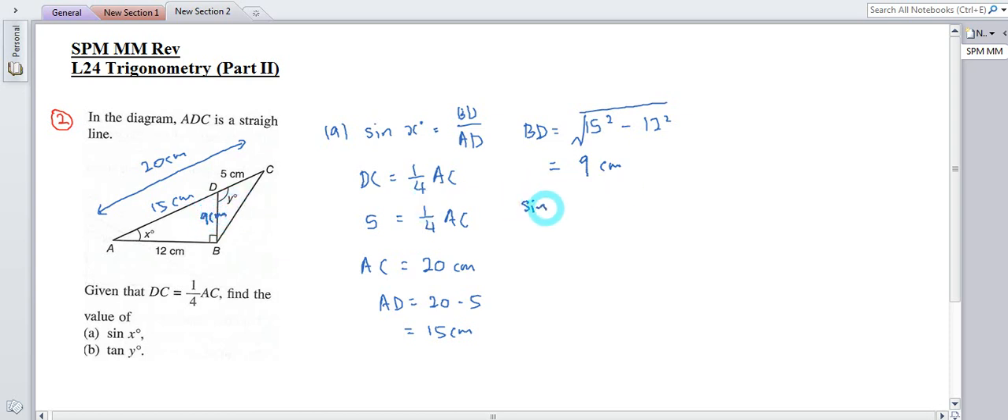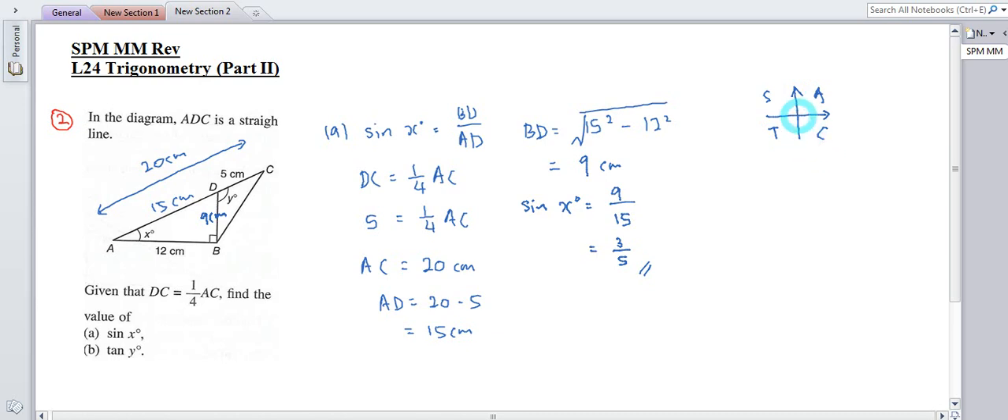Now if you want to find sine x, no problem, right? BD is 9, and AD is 15. Now we simplify it. So this is the answer for sine x. Now we go to tangent y. So by looking at this angle, you know that this angle is actually in the second quadrant, right? Second quadrant. And tangent, ASTC again.